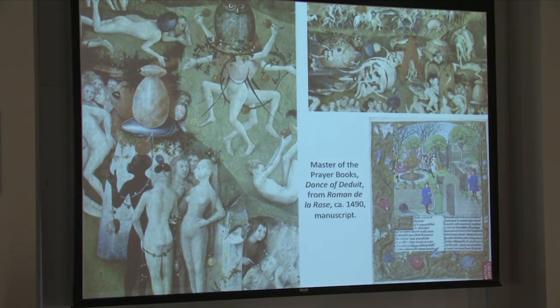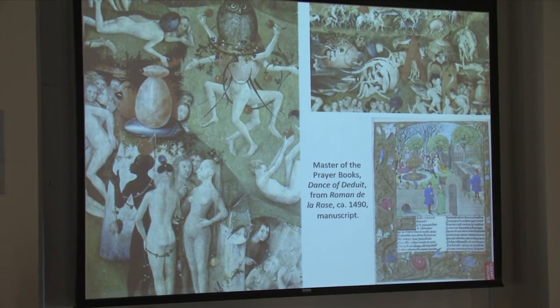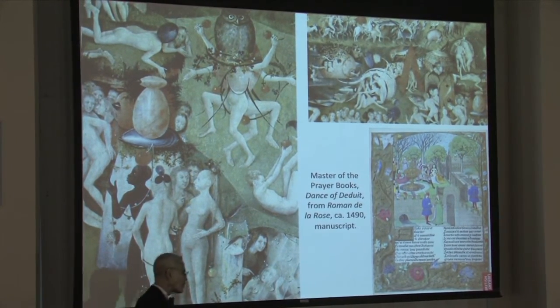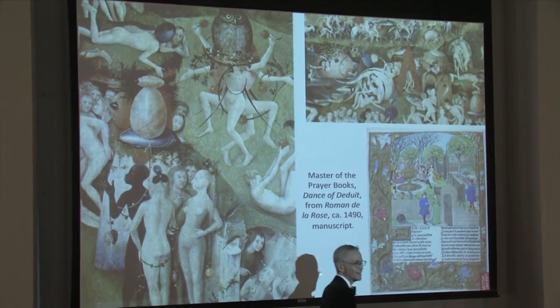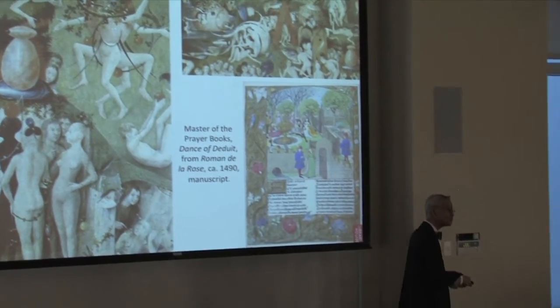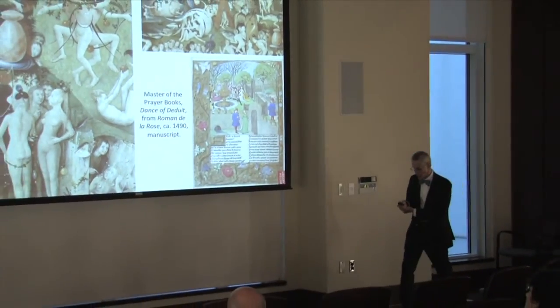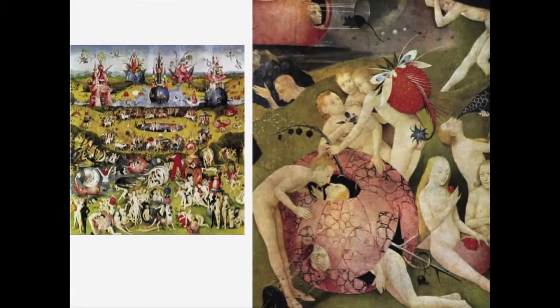And Bosch, for example, here, implies that these figures are all body and no reason. Where you would expect to see their head, you see an owl. And then you see figures kissing each other, and one of the most conventional metaphors in courtly love poetry is that love is the fruit that we most desire to consume, and yet it's withheld from us.